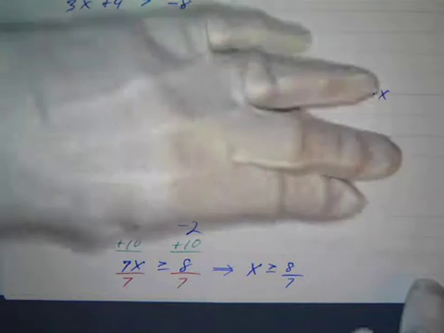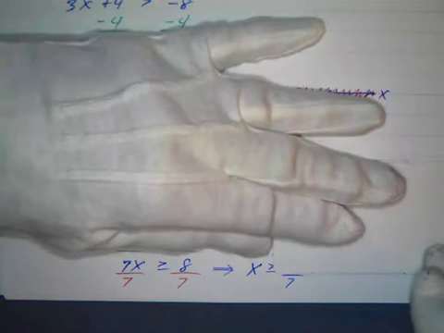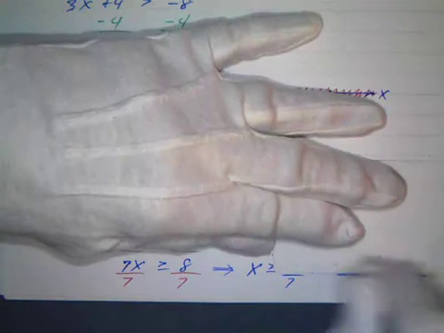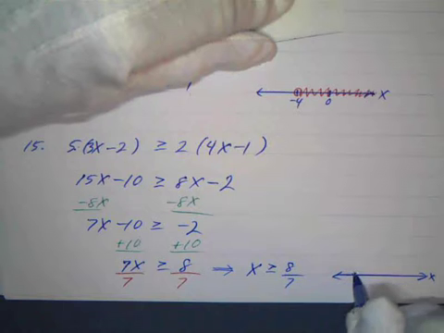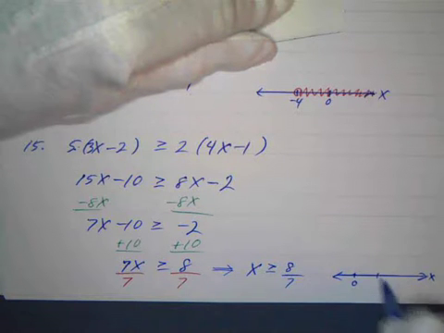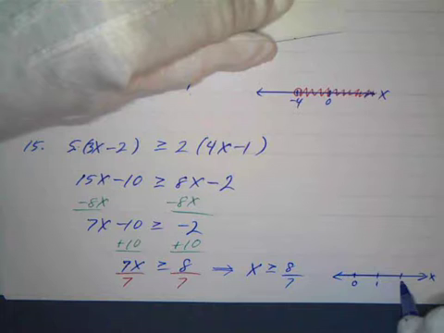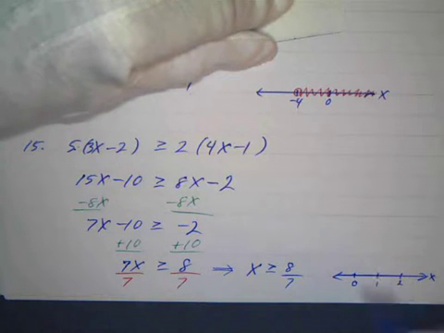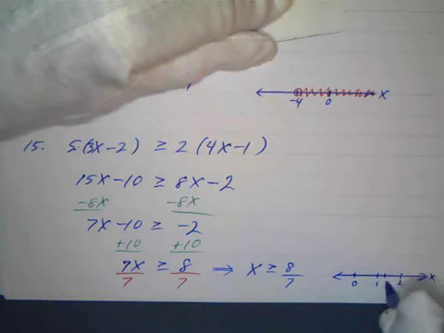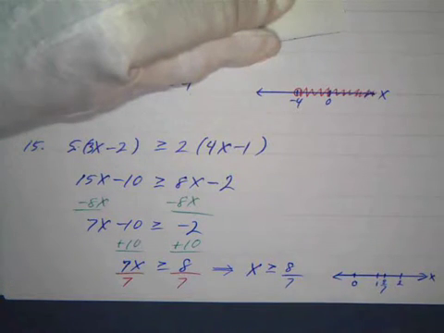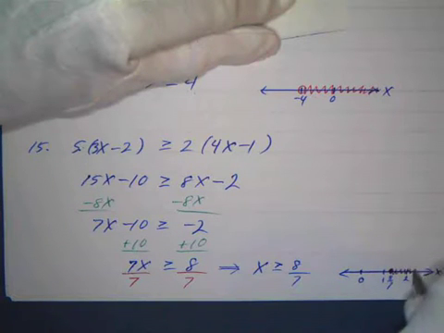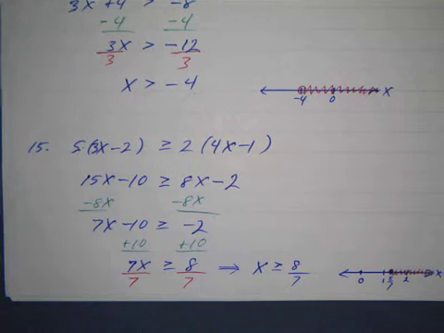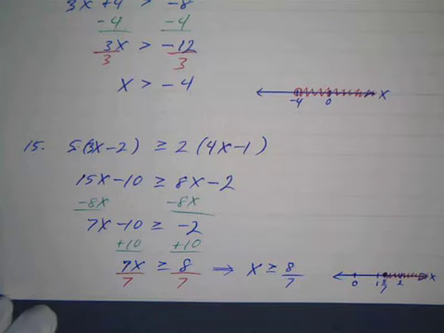So I can draw my number line over here. And I could put my 0 over here. I could put 1, and I could put 2 if I want. And 8/7 is going to be a little bit bigger. It's going to be 1 1/7, so it's going to be about over here. So I can call that 8/7. And then it's going to be greater than or equal to, so there's going to be a dot there at 8/7. And I'm going to the right. So there you go. So that would kind of suffice for that one.